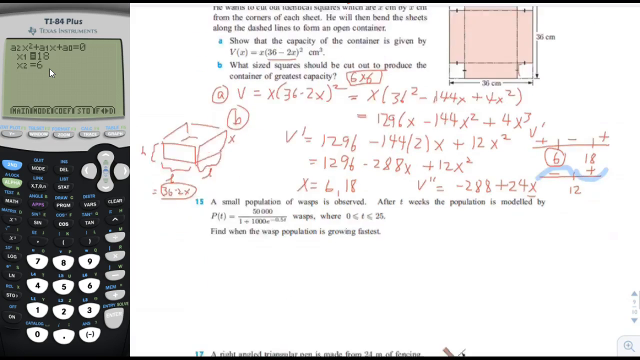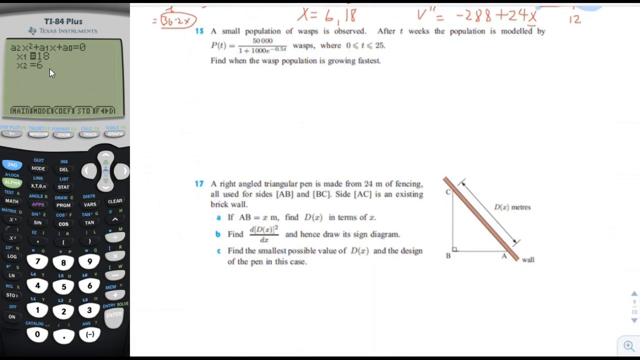All right, 13. 15. A small population of wasps is observed. After T weeks, the population is modeled by this function here, where T is between 0 and 25. Find when the wasp population is growing the fastest. Okay, so we're going to take the first derivative to see if we can find when the population is growing the fastest. We're going to get, wow, that's going to be, we're going to have to use the quotient rule, I think.